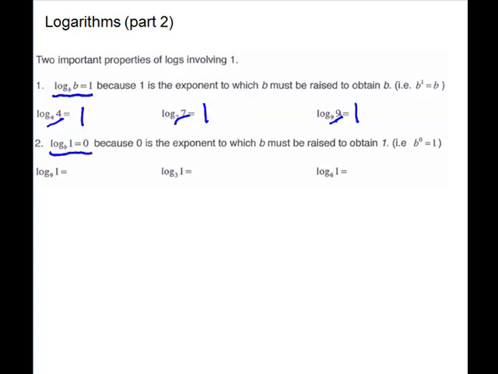Right. Another property involving 1, the log of any base of 1 is equal to 0 because anything to the 0 power is 1. So the log base 9 of 1 is 0 because 9 to the 0 is 1. The log base 3 of 1 is 0 because 3 to the 0 is 1. The log base 6 of 1 is 0 because 6 to the 0 is 1. So the log of any base of 1 is equal to 0.